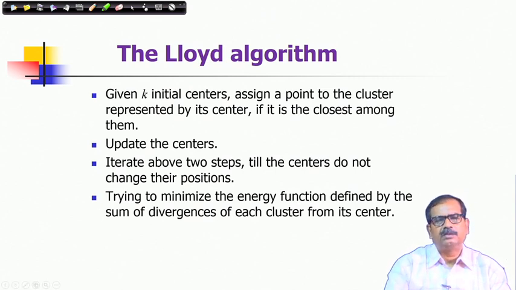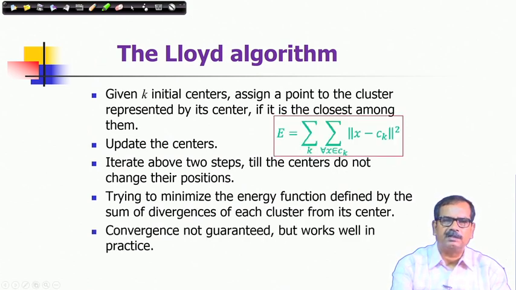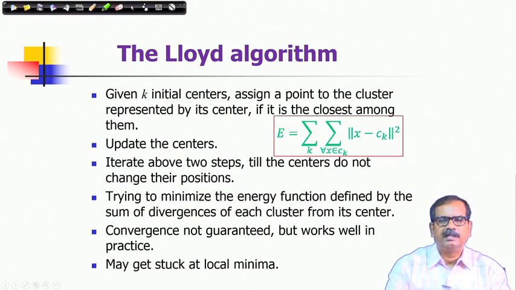So, what is it trying to do? It is trying to minimize the energy function defined by the sum of divergence of each cluster from its center. It is the error function I discussed in the previous slide. So, this is the function you are trying to minimize. But with this method, convergence is not guaranteed, though it works well in practice, and it may get stuck at local minima. That is another problem.